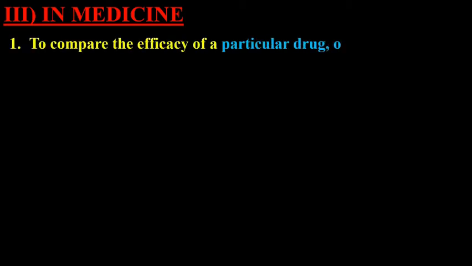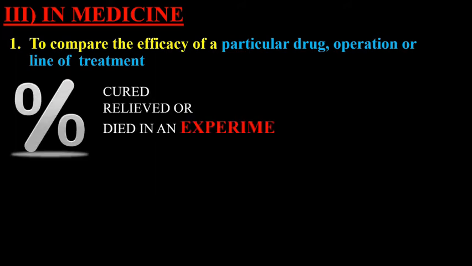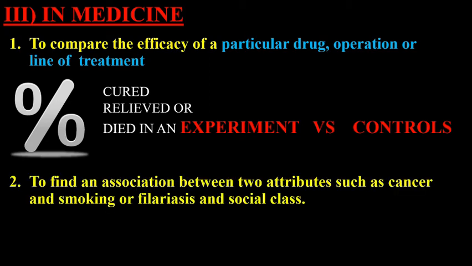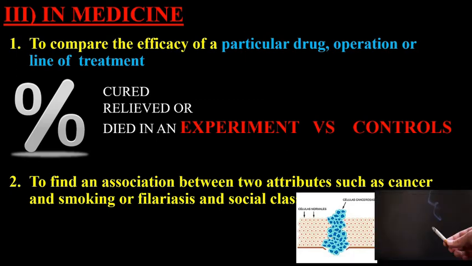In medicine, to compare the efficacy of a particular drug, operation, or line of treatment. For this, the percentage cured, relieved, or died in the experiment and control groups is compared and the difference is tested applying statistical techniques. To find an association between two attributes such as cancer and smoking or filariasis and social class.